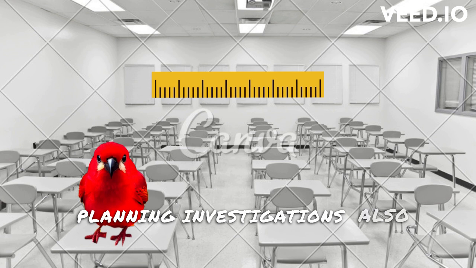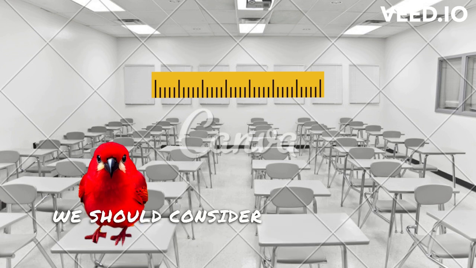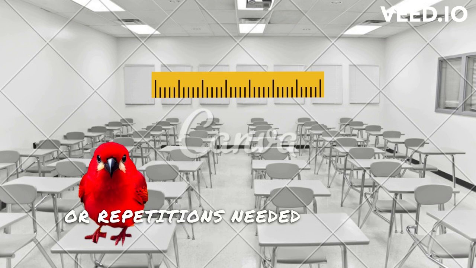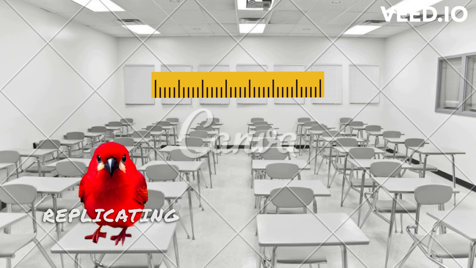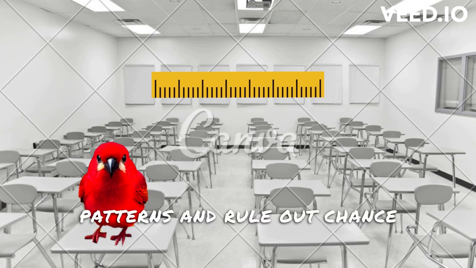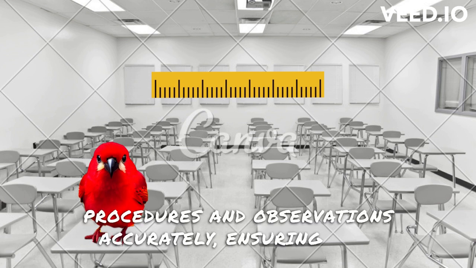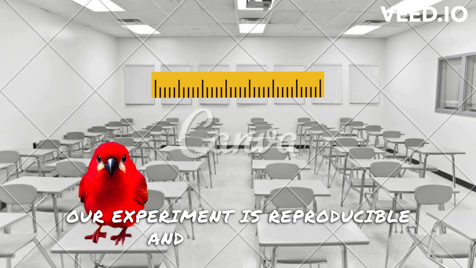Planning investigations also requires us to think about the overall experimental design. We should consider the number of trials or repetitions needed to obtain reliable data. Replicating our experiment helps us identify consistent patterns and rule out chance occurrences. Furthermore, it's essential to document our procedures and observations accurately, ensuring that our experiment is reproducible and transparent.